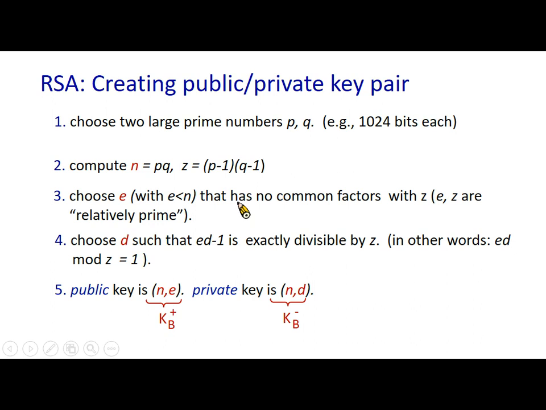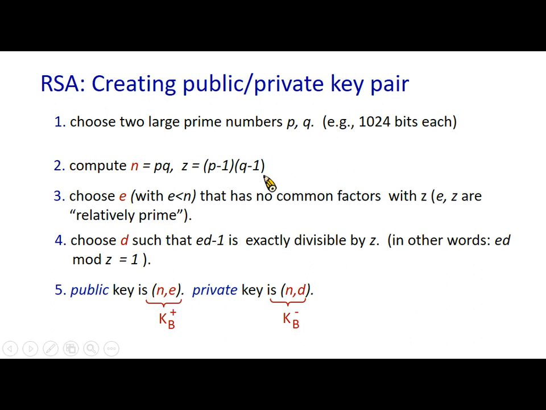So in RSA, we create the public and private key pair. They choose two large prime numbers, P and Q, 1024 bits each. So n is the product of the prime numbers, P times Q, and z equals (P minus 1) times (Q minus 1). These are the RSA rules.